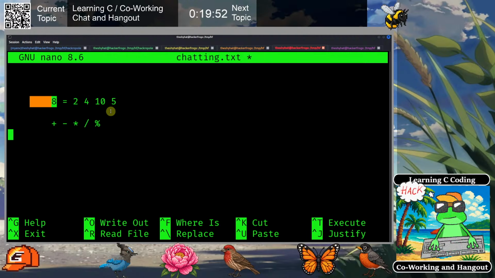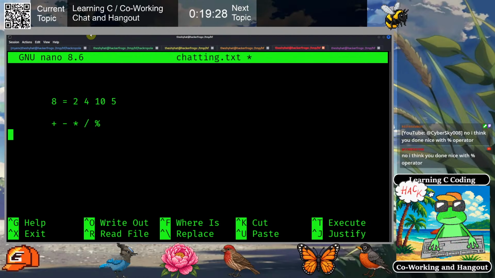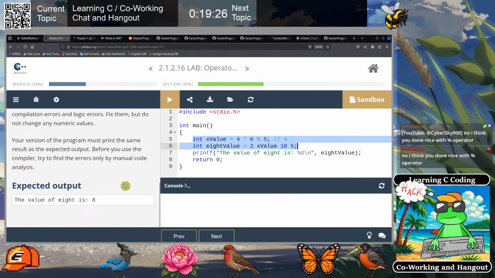Maybe 10 is divided by 5. So 10 divided by 5 is 2. 2 times... Two times something? No, I think it was okay with the modulo operator. Yeah. Anyways, let's just move on to the next thing.